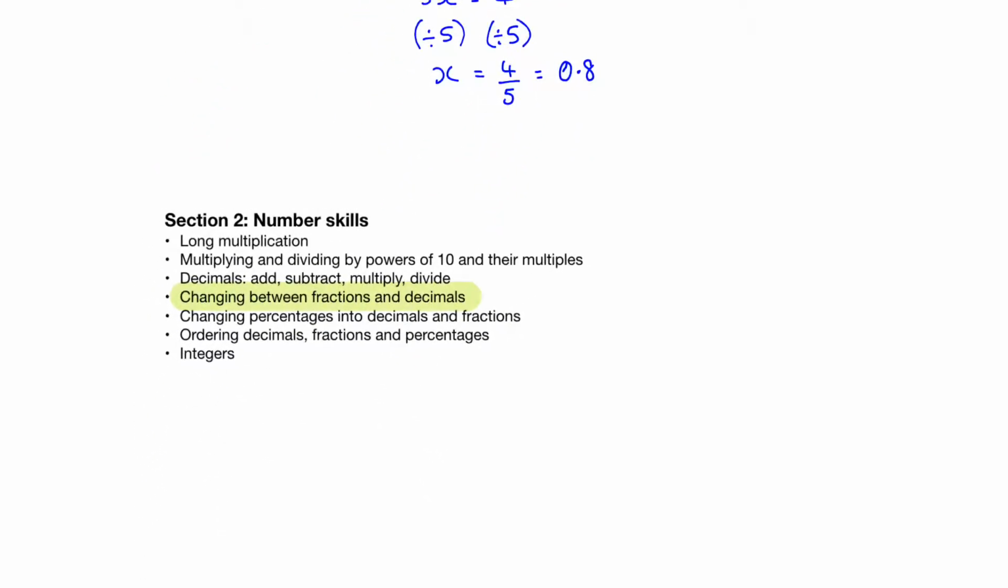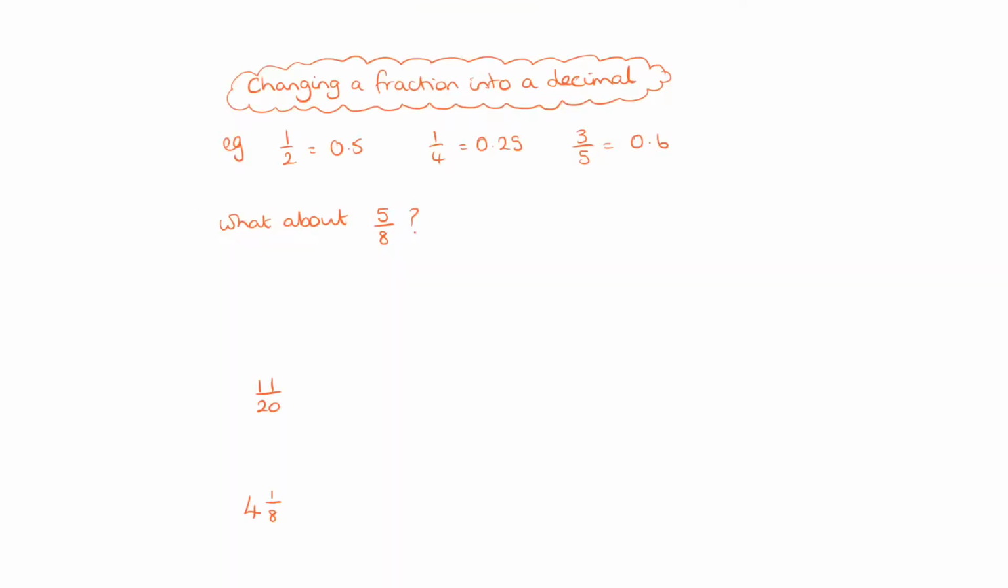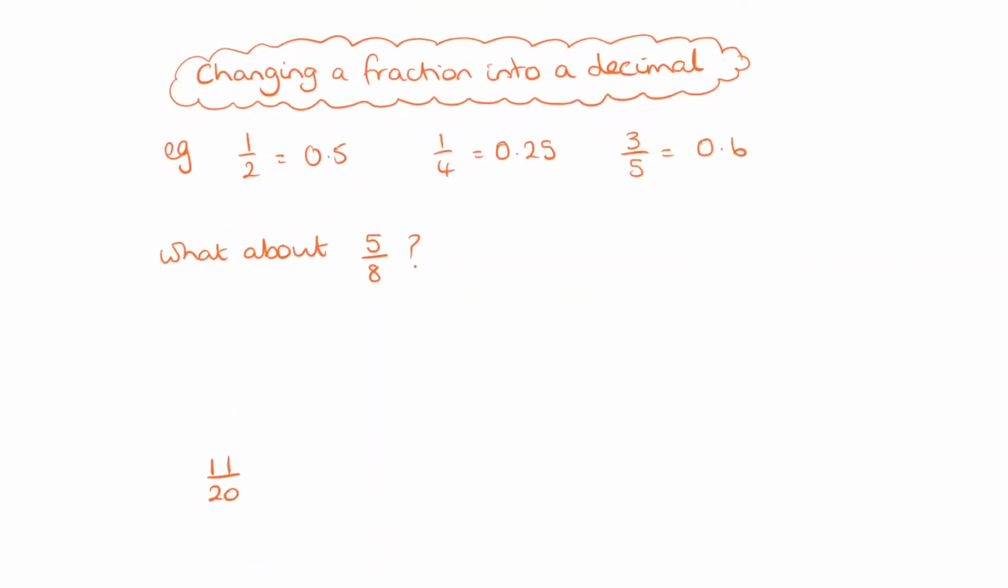Okay, so now what we're doing today is changing between fractions and decimals. So we're going to look first of all at changing a fraction into a decimal. So we know there's some common fractions. We know that a half is 0.5 and that a quarter is 0.25, and we generally know that a fifth is 0.2, so 3/5 for example would be 0.6.